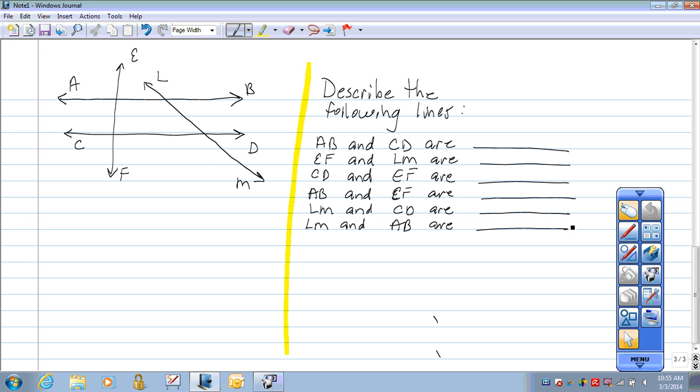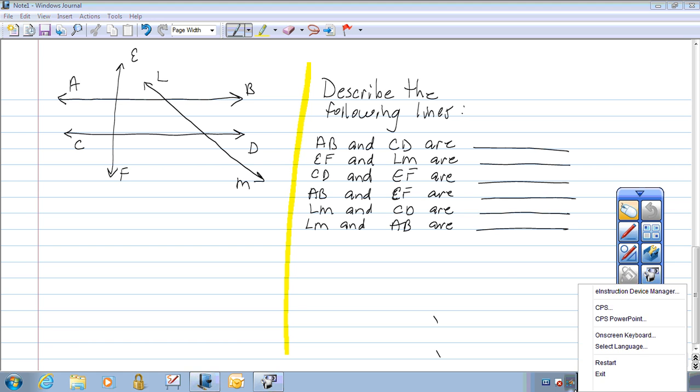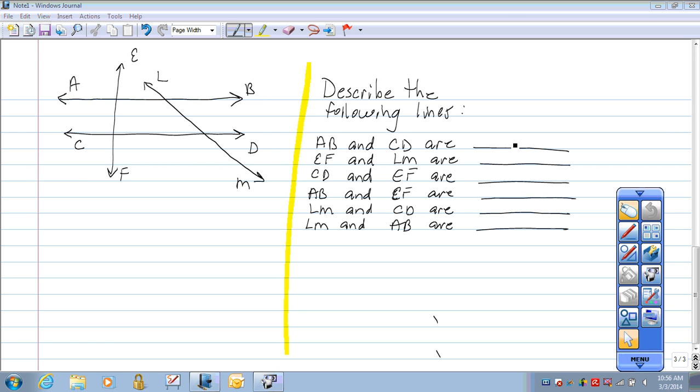So identify the characteristics of each one of these sets and tell me whether they are parallel, perpendicular, or simply intersecting. And then we will discuss in class tomorrow.